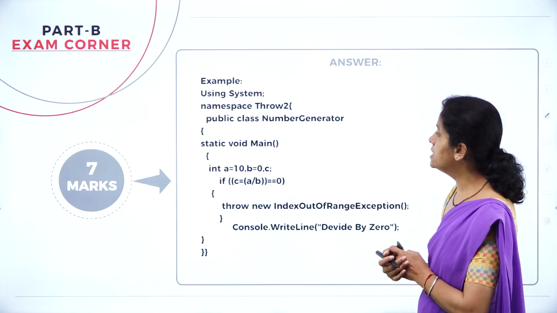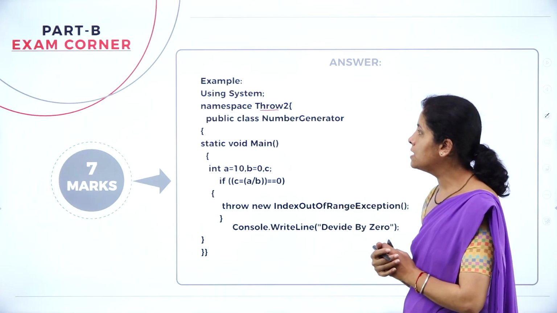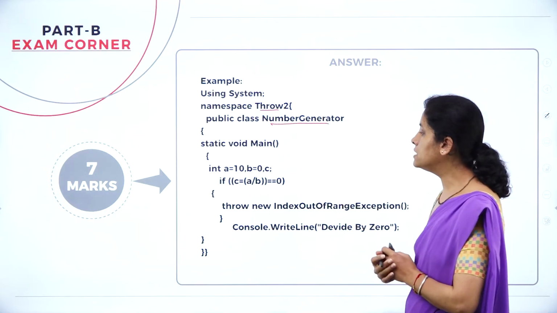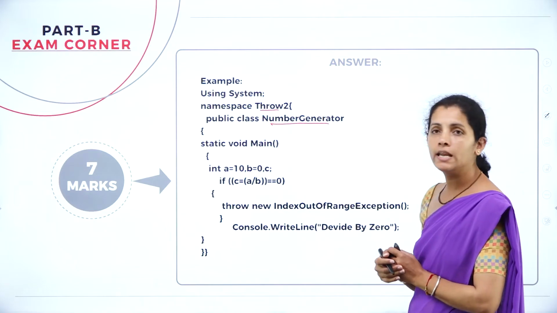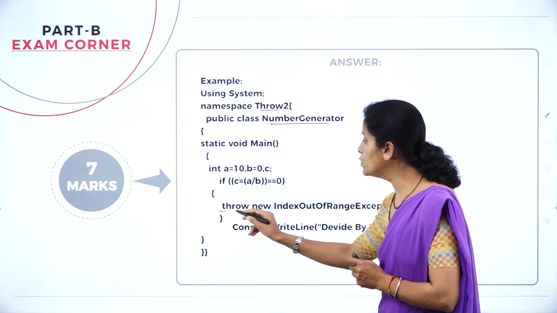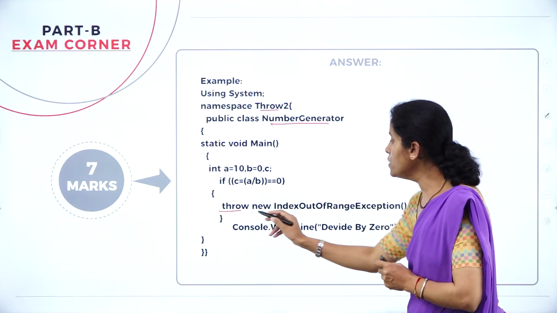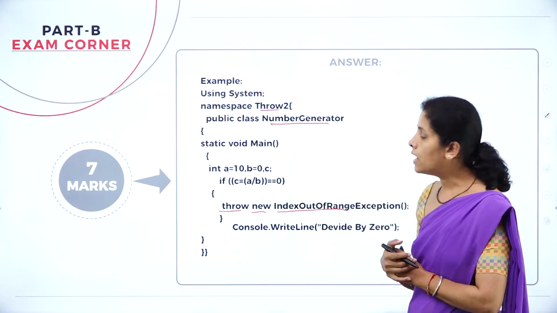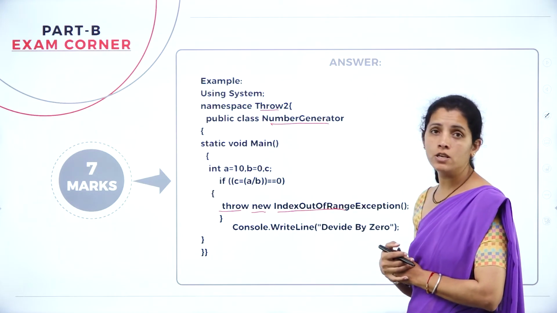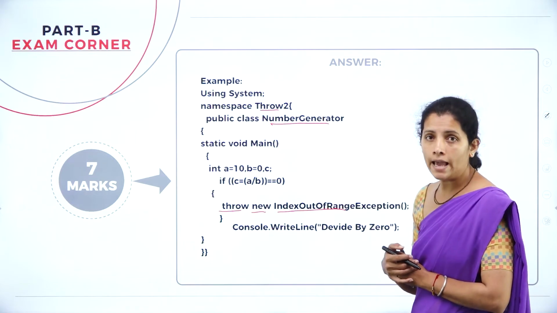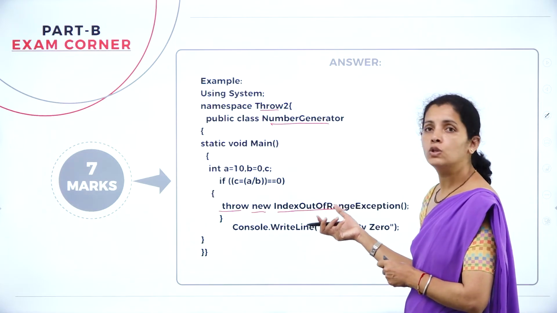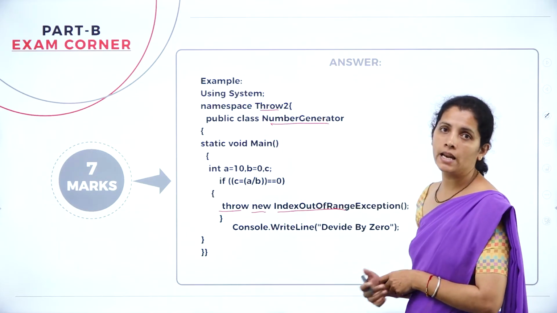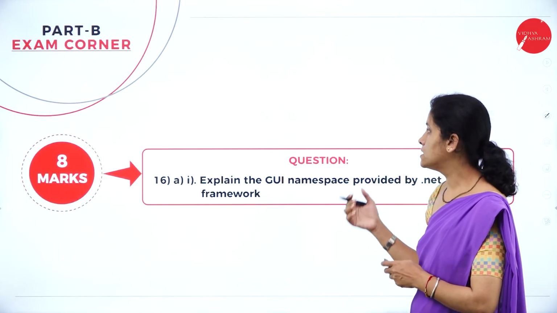So, dear student, see here. What is my namespace name? That is Throw2. And what is my class name? NumberGenerator. And I'm going to create my own exception. For that, I'm going to use throw new IndexOutOfRangeException. See here, I'm trying to divide 10 by 0, so it generates an error. That can be thrown by using throw. This is the way a user can throw their own exception.